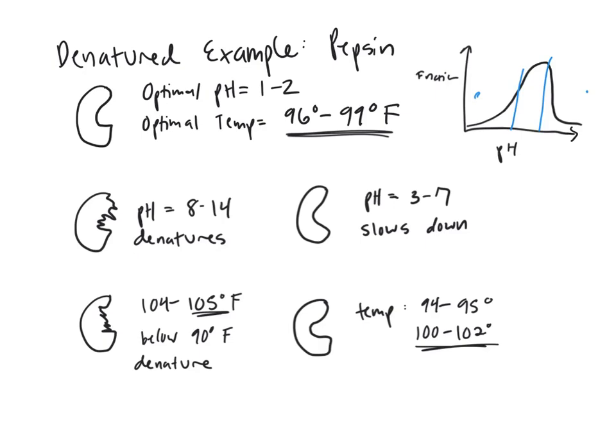So just know that an enzyme is going to denature when it's outside of its optimal pH, temperature, and also salinity as well. So don't forget about salinity.